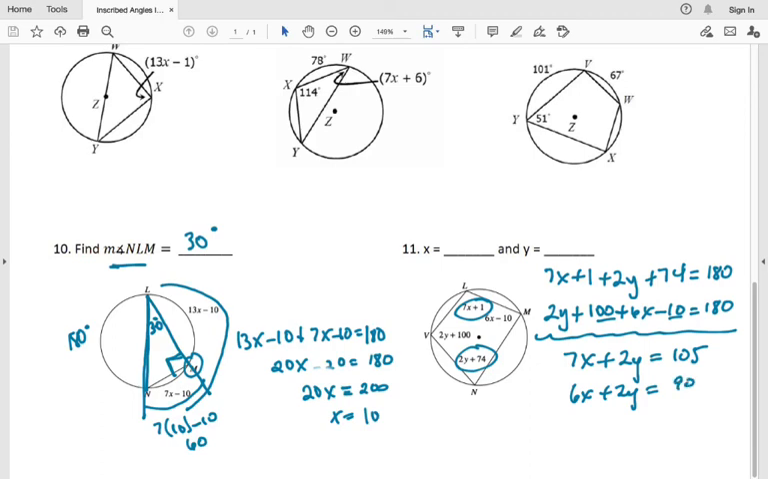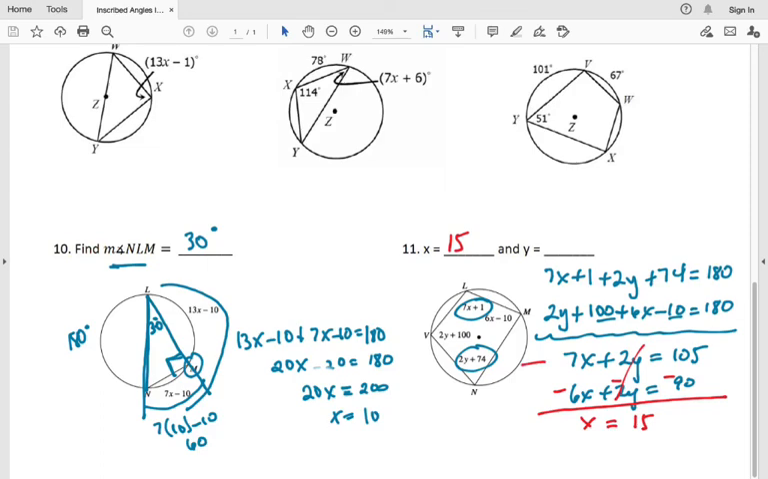All right, it'd be really nice to be able to do elimination here. And the y's have the same number, but they need to have different signs. So I'm going to multiply through by a -1, which changes the sign of all of those. And now I can add the equations. So 7x minus 6x is x. The y has been eliminated. And then 105 minus 90 is 15. So x equals 15. And I can plug that back into either equation to solve for y.